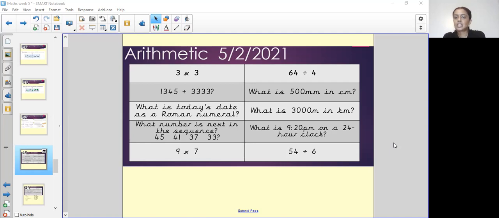Number 7 is what is 500 millimeters in centimeters. Number 8, what is 3,000 meters in kilometers. Number 9, what is 9:20 p.m. on a 24-hour clock. And number 10, what is 54 divided by 6? So have a go, pause the screen. When you press play, I will then show you the answers.